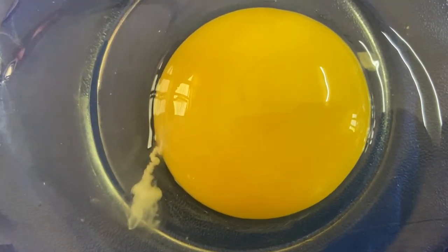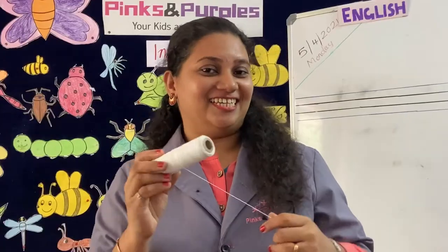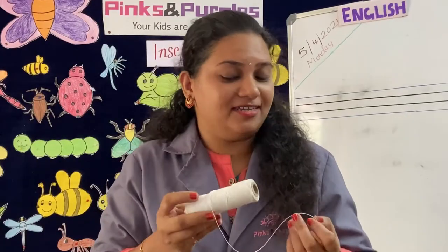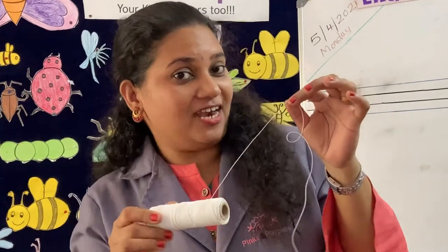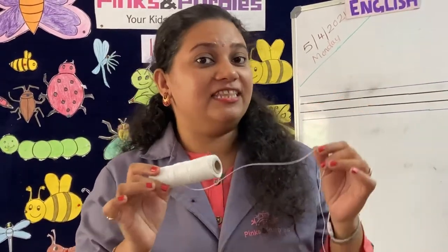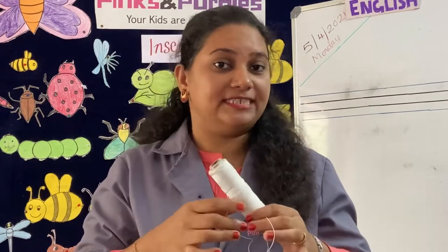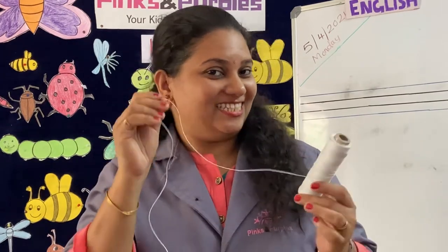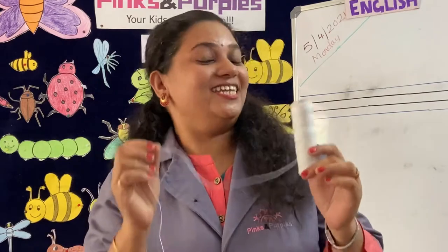Y for yarn. Yarn. This is a type of thread. This is a yarn. Yarn, we use it when we stitch clothes. This is a yarn.